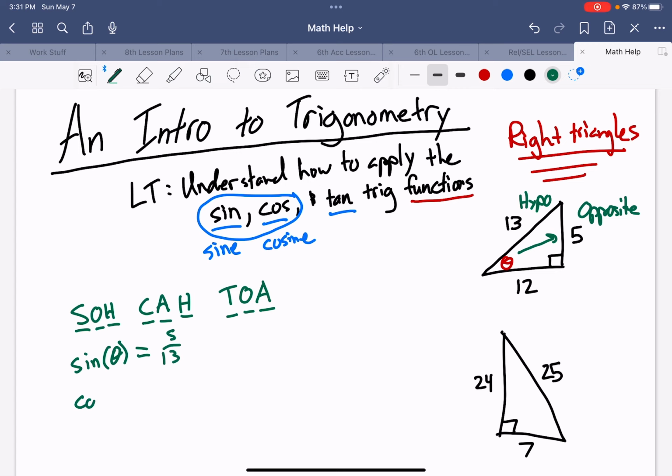All right? And then if I go with cosine of theta, now what I want is the adjacent side.